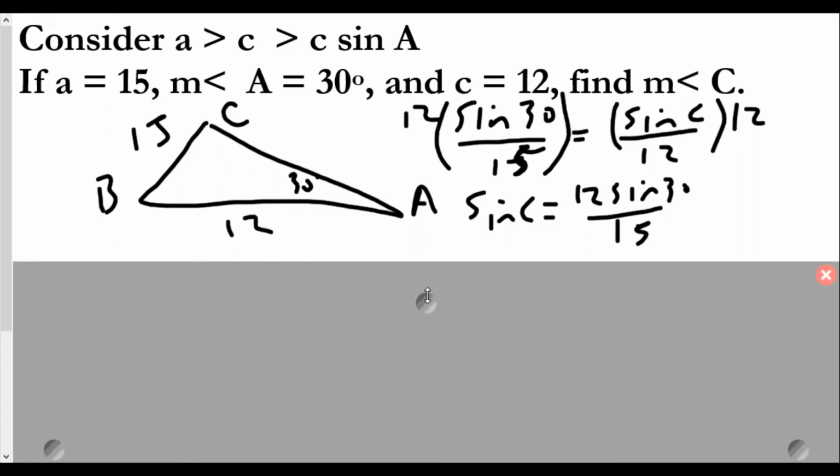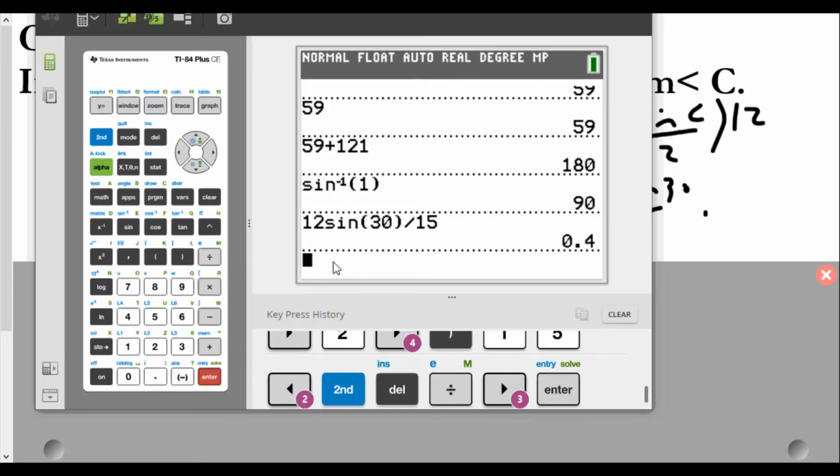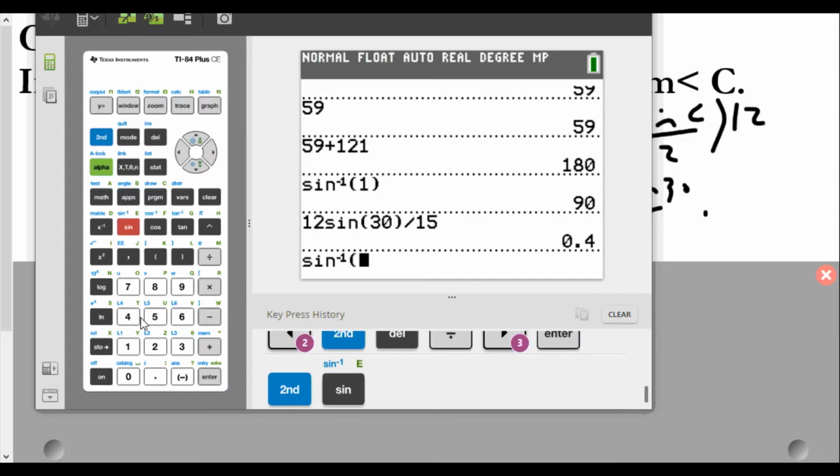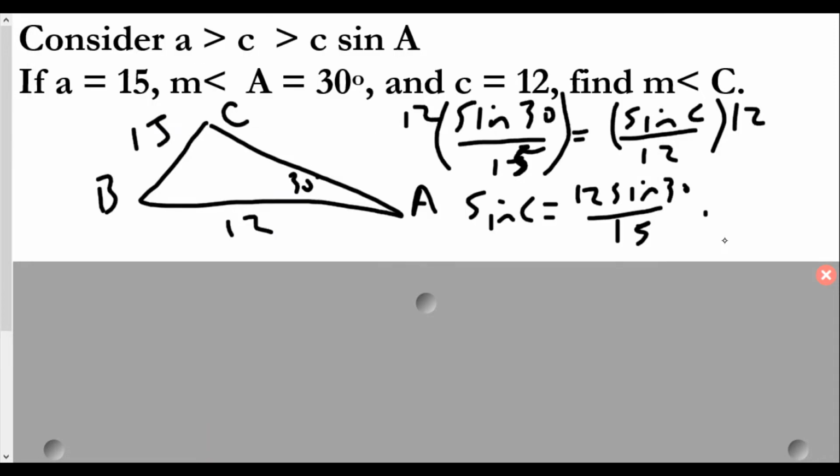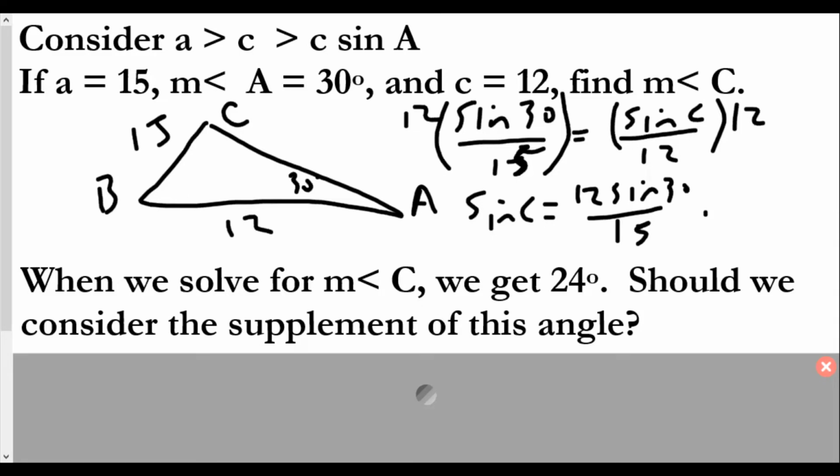Sine negative 1 of 0.4. So second sine of 0.4, and that's equal to 23.57, or about 24 degrees. So we find in this case that we solve for C, we get 24 degrees.